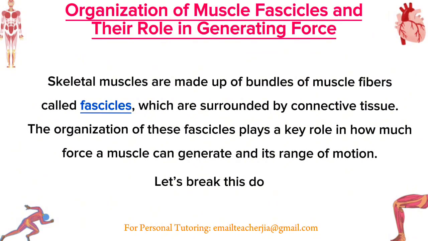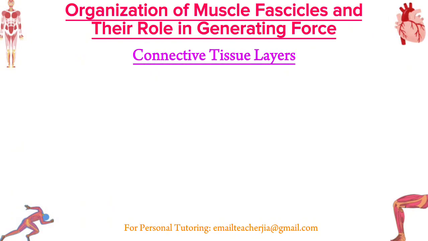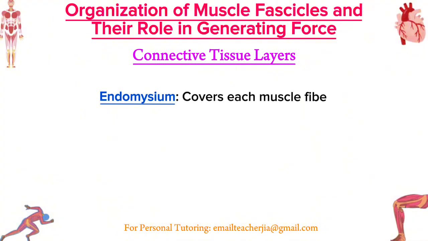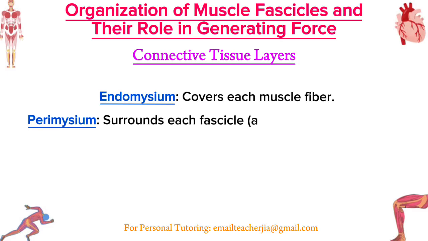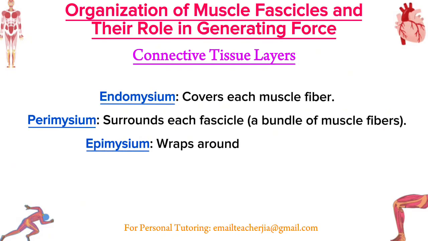Let's break it down. Here we're going to talk about some keywords that are used and their meaning and function. Connective tissue layers. So you have the endomysium layer, which covers each muscle fiber. You have perimysium, which is a layer that surrounds each fascicle, which is a bundle of muscle fibers. Epimysium is a layer that wraps around the entire muscle.